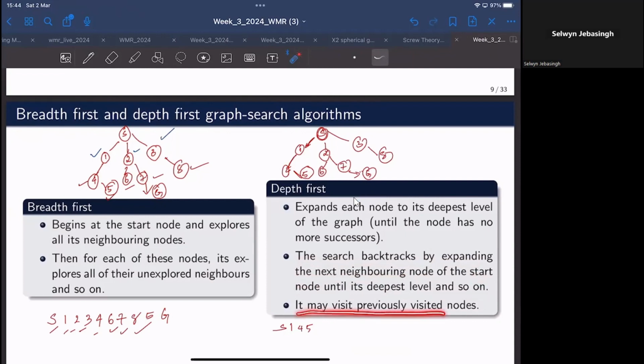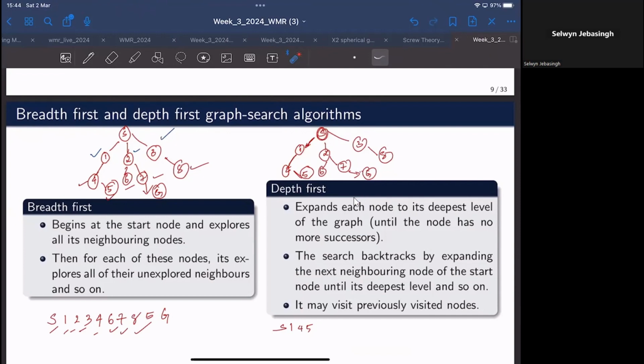The drawback is that it may visit previously visited nodes. For example, we have taken this path from start to 1 to 4 to 5. Then from 5, since it has nowhere to go, it will backtrack to 4. Can 4 be expanded depth-wise? No, because there is nothing unexplored on 4. Then it will backtrack to 1, and 1 does not have any further adjacent nodes that it can be expanded to depth-wise. Then it will go back to S.